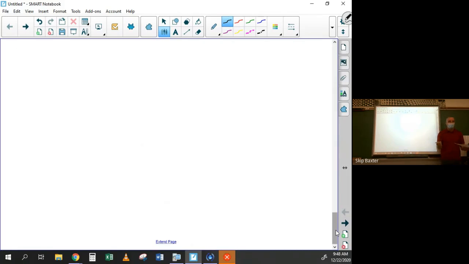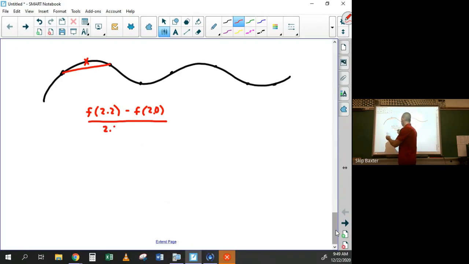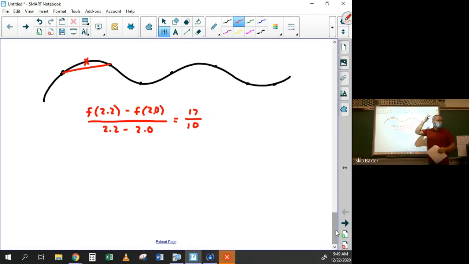How do you find an approximation of a derivative? Like, here's a function. I know certain points on this function. How would I approximate the derivative at this point right here? Yeah, it's just the slope of that line is an approximation of the derivative at that point. So it's going to be f of 2.2 minus f of 2.0 over 2.2 minus 2.0. That's the answer. So it ends up being 17 tenths, which is 1.7.